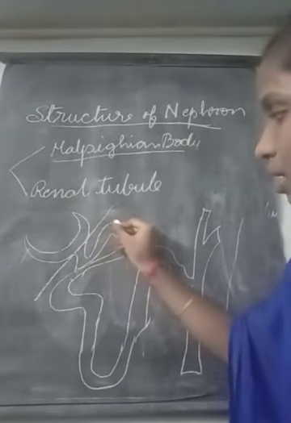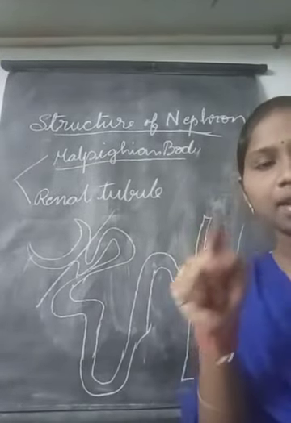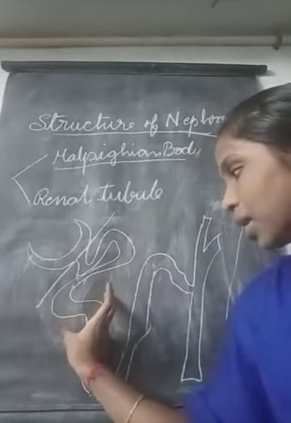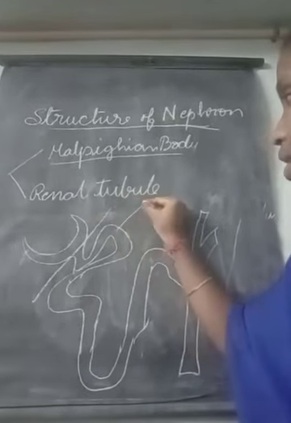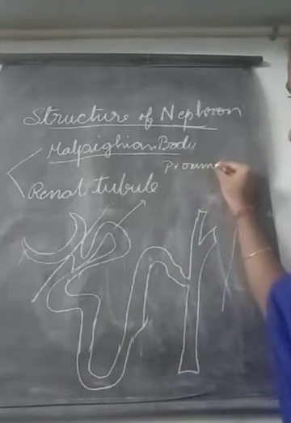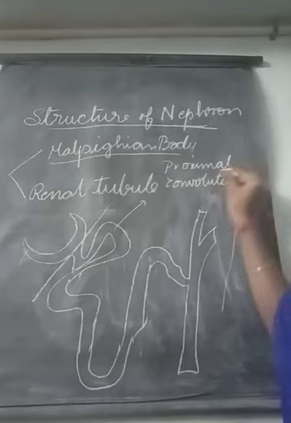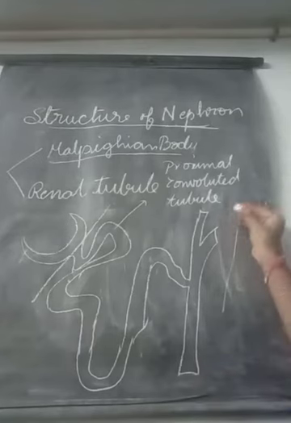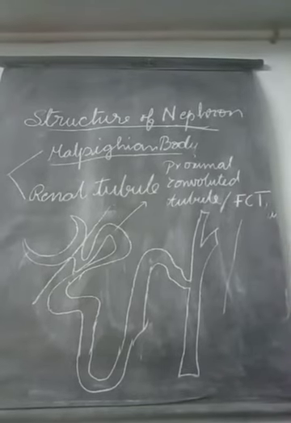The first part: did you see the first convolution? Convolution means turning or coiling. This first convoluted part is the first convolution part. This part is called the proximal convoluted tubule, and another name for this is the first convoluted tubule.